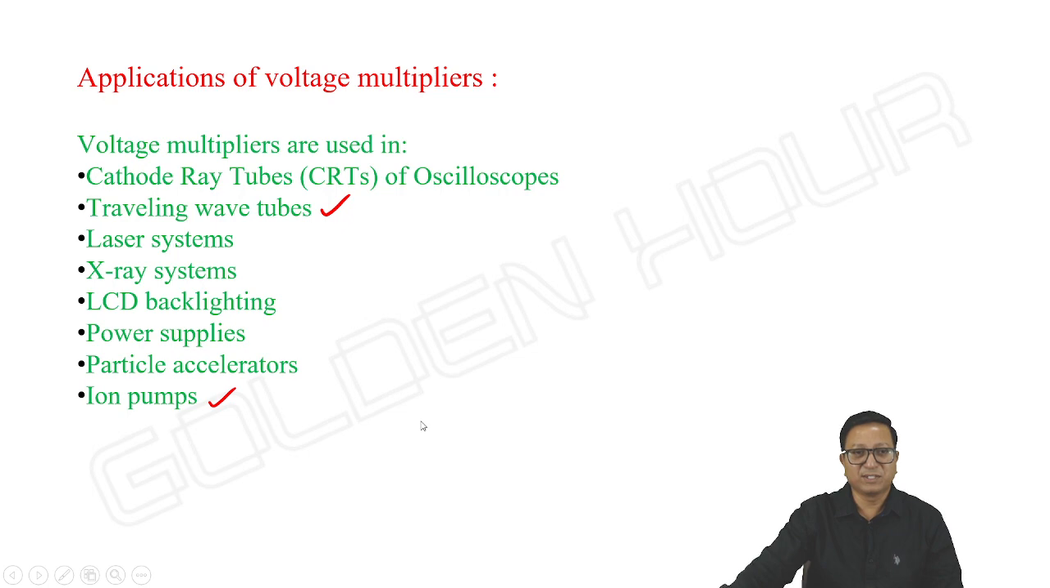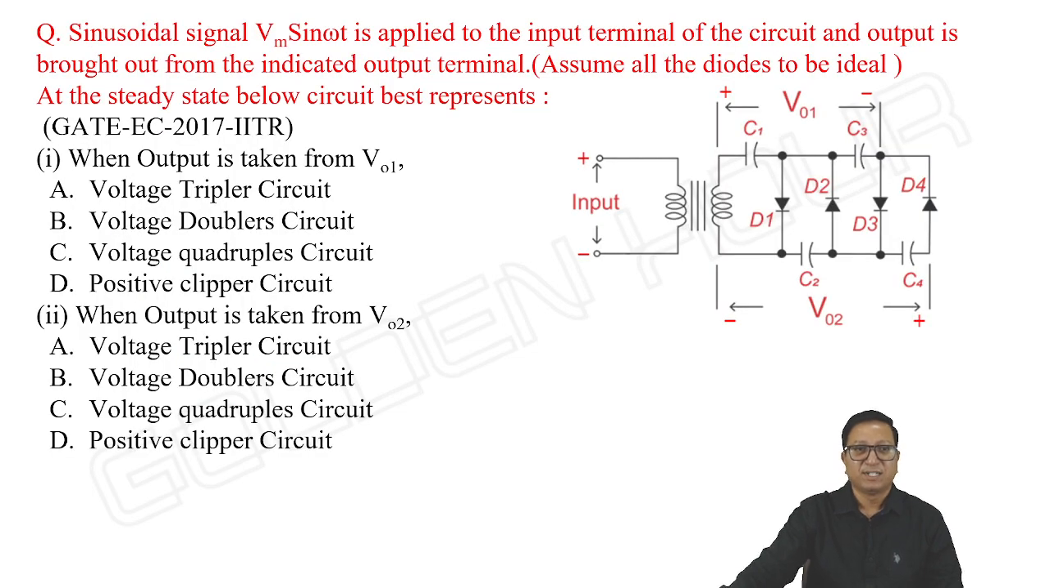Let us now look at some problems. A sinusoidal signal Vm sin omega t is applied to the input terminal of a circuit and the output is brought out from the indicated output terminal. Assume that the diodes are ideal at steady state. Which circuit below best represents this?